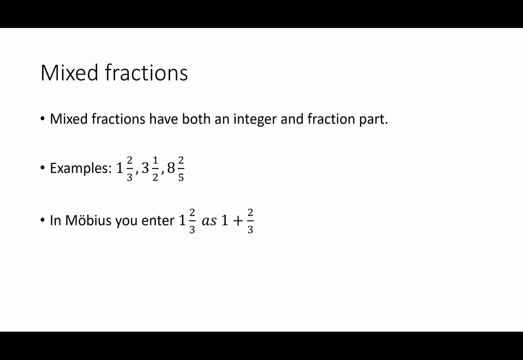So when you're doing this in Mobius, to tell it 1 2/3, you need to put a plus sign in between, because if not, it would read it as 12 over 3 instead of 1 2/3. So the only thing we can do to separate it is to put that plus sign in there. That way it separates the 1 from the 2/3. So it's a good thing to have to do.